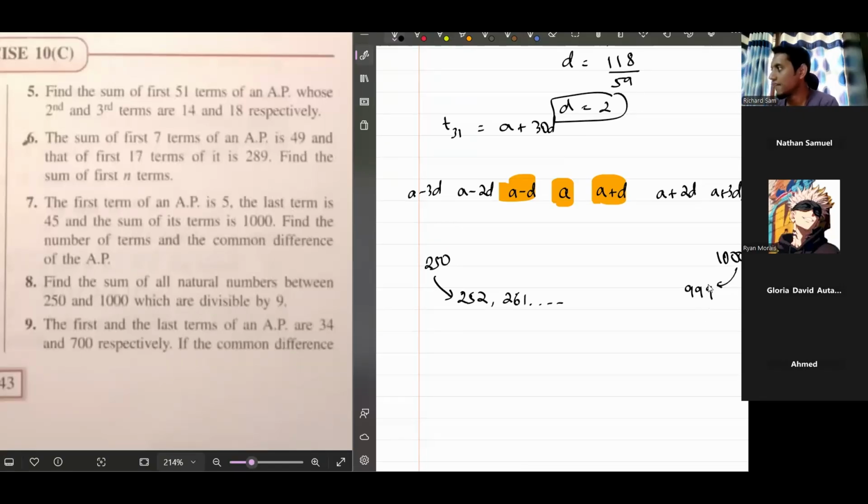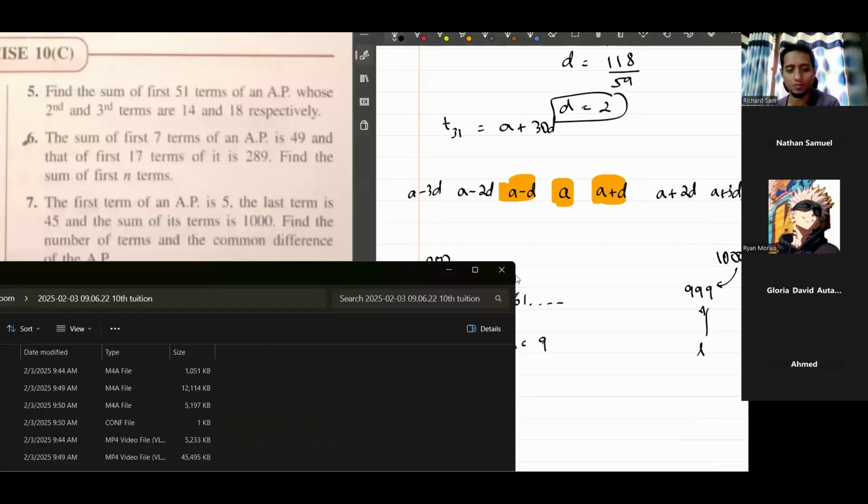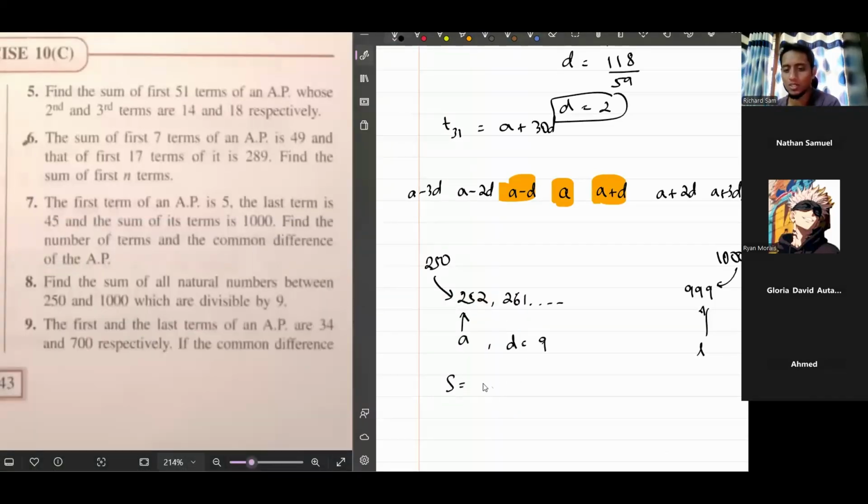Okay, so what do we have now? We have the first term, we have the last term, and we have the difference. What's the difference? 9. 9 tables means the difference is 9. Now find the sum of all natural numbers, so find the sum of all these terms. Which formula will we use for the sum?